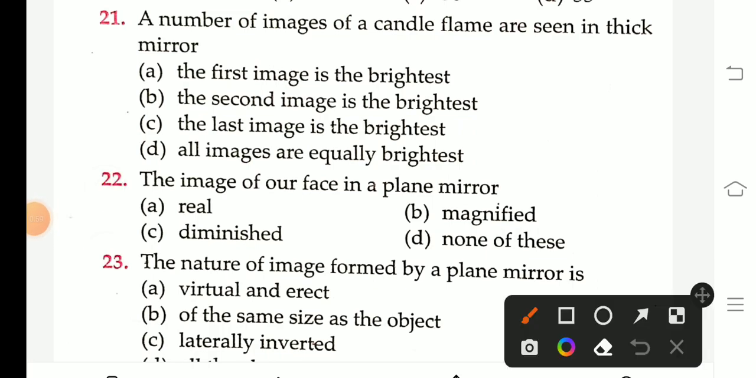Next, a number of images of a candle flame are seen in thick mirror. Right answer option B, the second image is the brightest. Next, the image of our face in a plane mirror... Right answer option D, none of these.